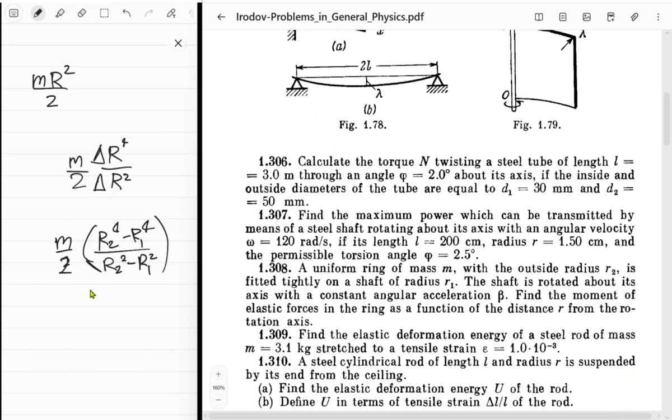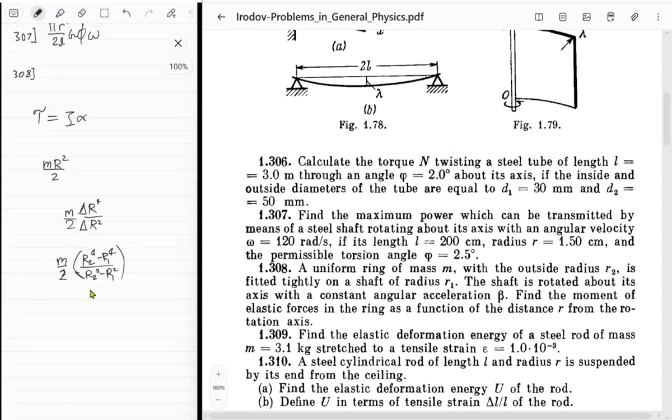Fine. So just a quick check. When r1 equals 0, this just becomes m upon 2 r squared, which is exactly what we want. And when r1 and r2 approach each other, it just becomes mr squared, which is the case of just a ring with no thickness. Yeah, there we go. So you got the inertia of that thing and then use alpha just now.